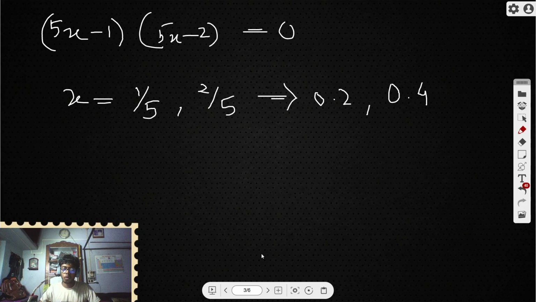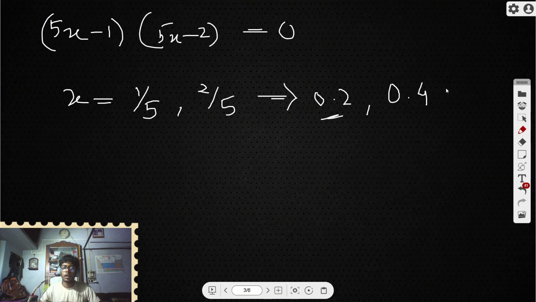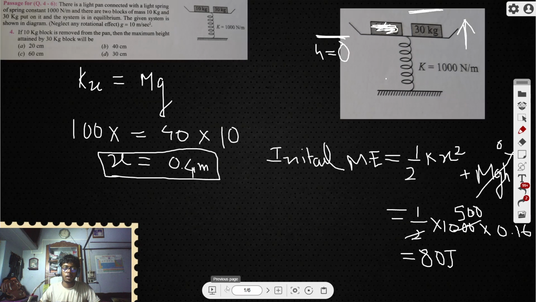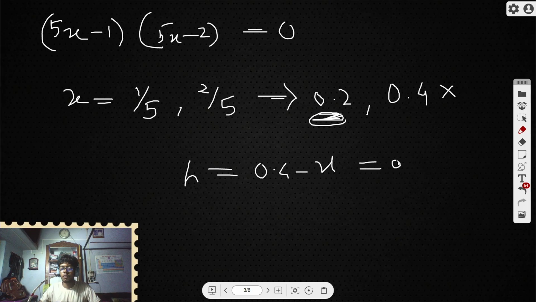Now 0.4 was our initial compression, so it is not our answer. We can ignore this. This 0.2 is the value of x that we are asking for. So if x is 0.2, then our h will be 0.4 minus x, which we have taken earlier. Putting the value of x here, it will be 0.4 minus 0.2, that is 0.2, so h will be 0.2 meter. Now 0.2 meter means 20 centimeter.